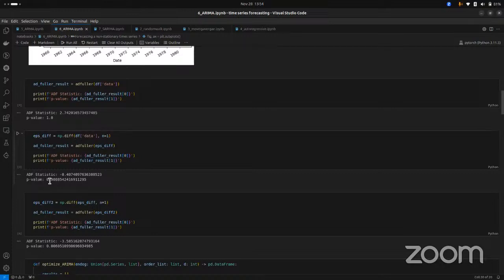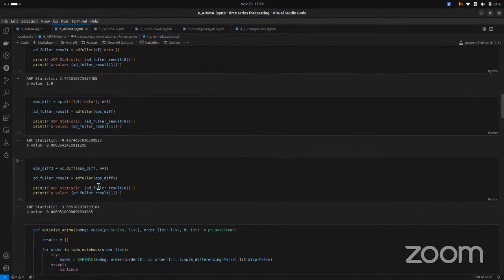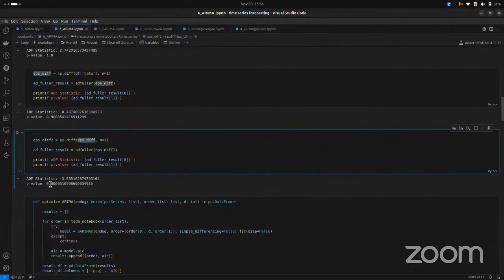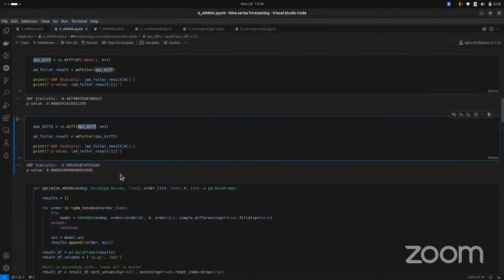It still has a value very, very greater than 0.05, right? Now we have to difference it again. So we're differencing the difference series, and we have a second order difference time series. And now we run the ADF (Augmented Dickey-Fuller) test on it, and we see that we have a value less than 0.05 and a high negative value, not so high, but a high negative value. And so we can reject the null hypothesis and say that this is a stationary time series.